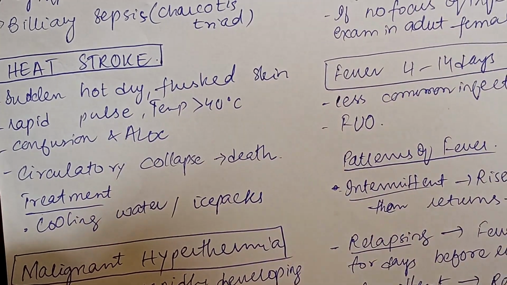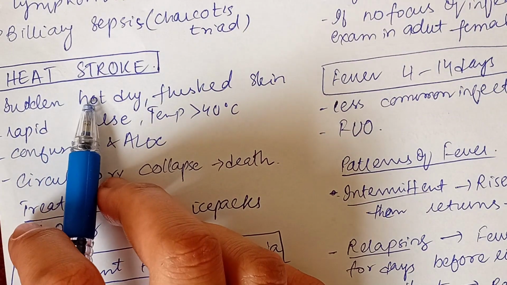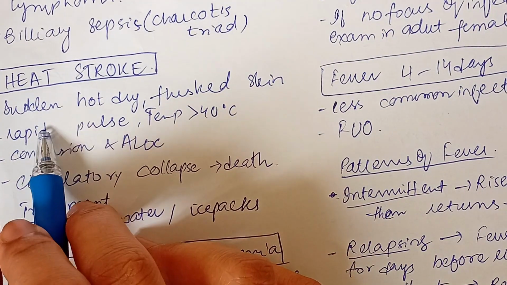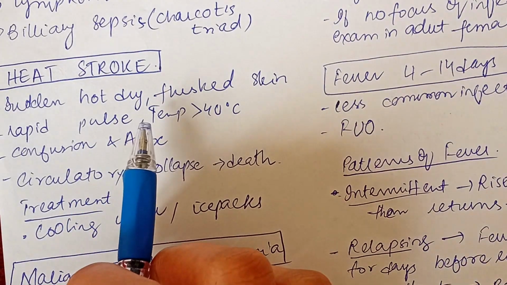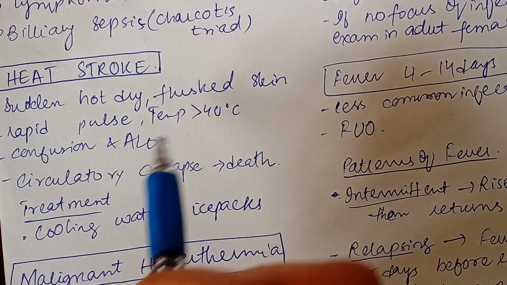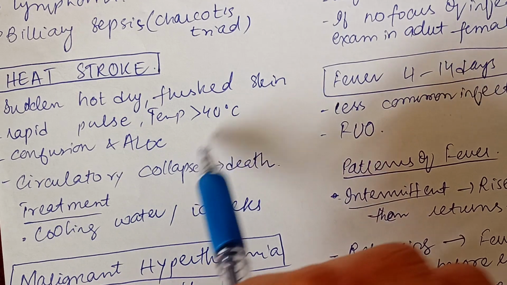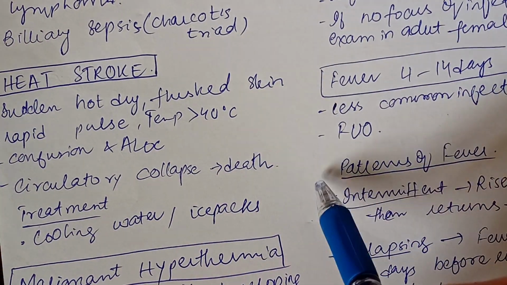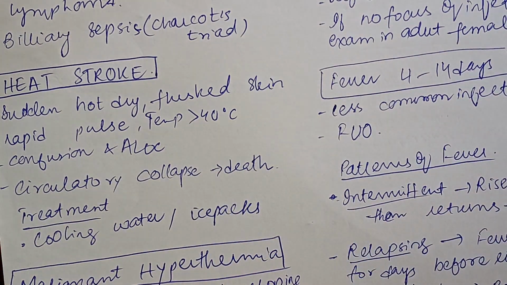Now we have certain conditions in which the patient can have fever, like heat stroke. Heat stroke is a sudden onset of hot, dry, flushed skin due to a rise in temperature of more than 40 degrees centigrade, and the patient is having rapid pulse, confusion and altered level of consciousness. It is a very lethal condition. It can lead to circulatory collapse and then death.